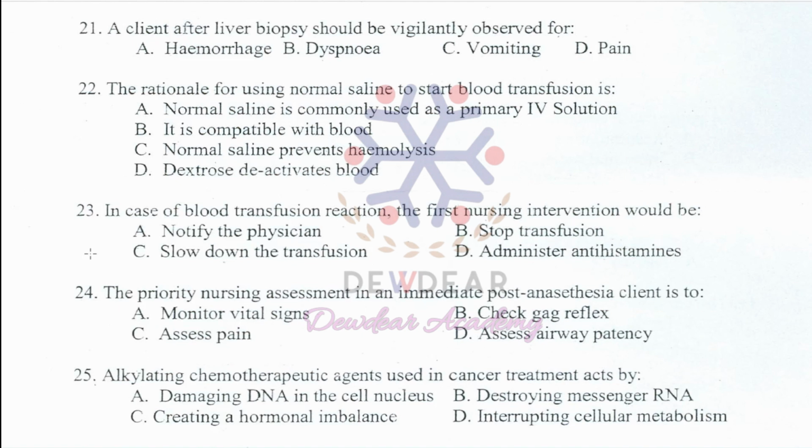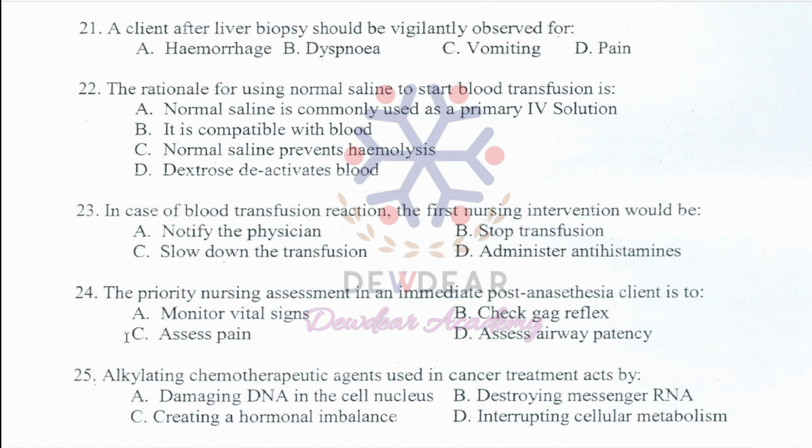Next question, question number 23. In case of blood transfusion reaction, the first nursing intervention would be: notify the physician, stop transfusion, slow down the transfusion, administer antihistamines. The first nursing intervention is option B, the correct answer. Stop transfusion is the answer.